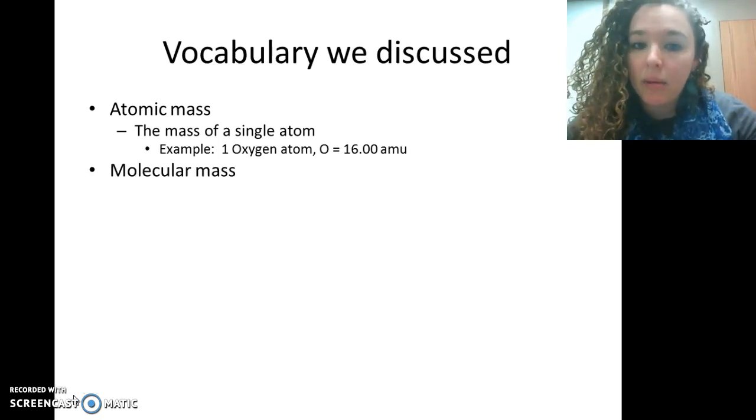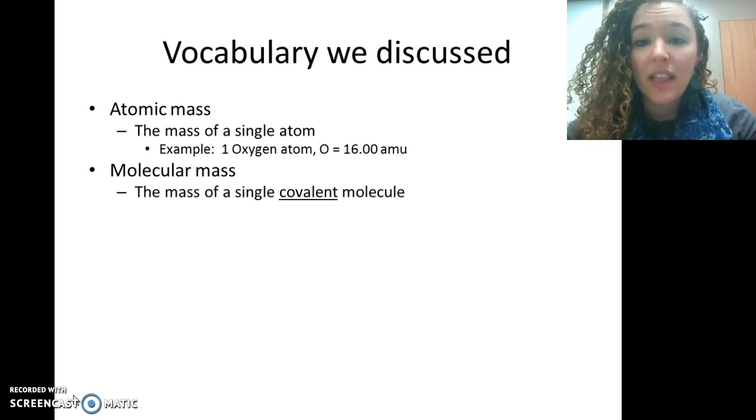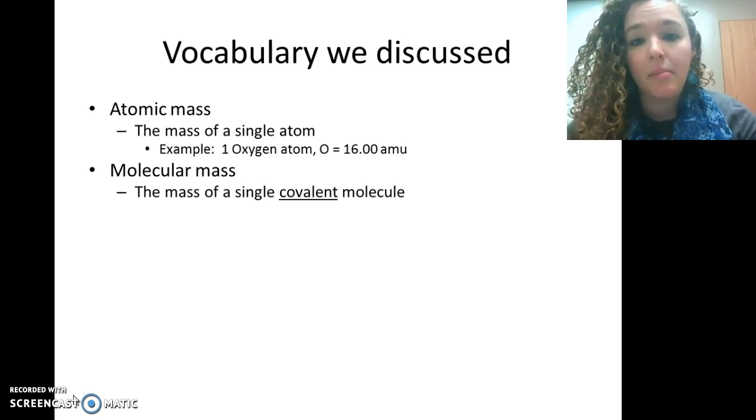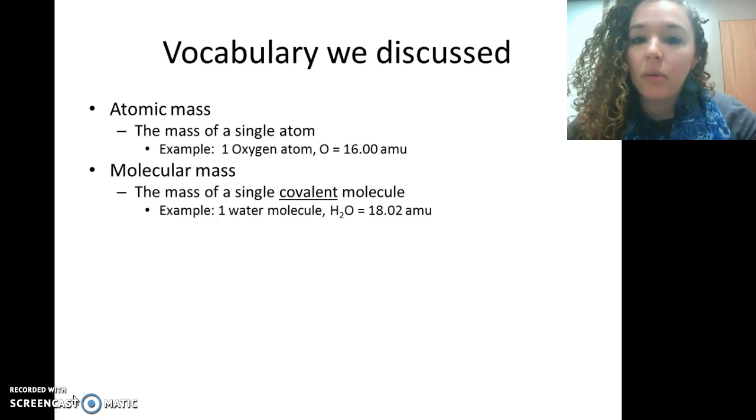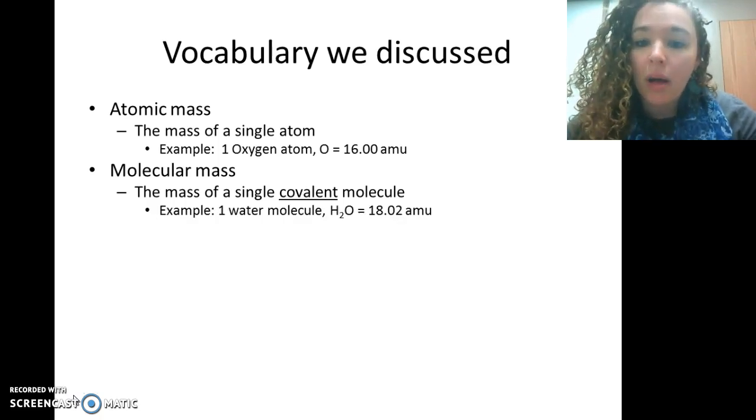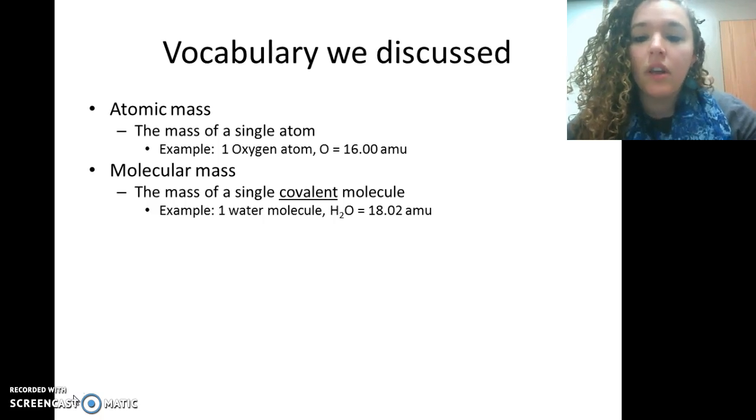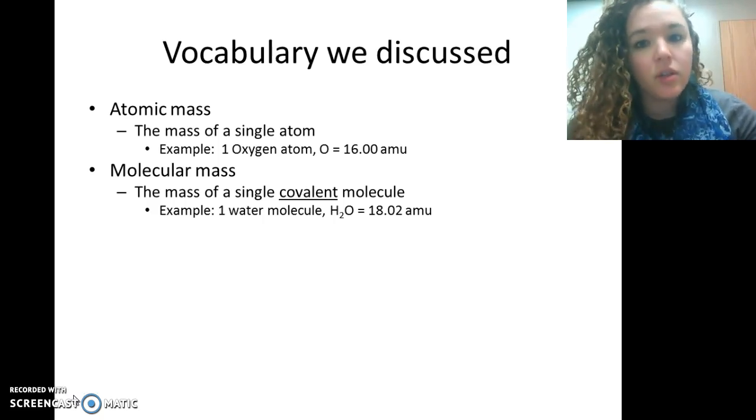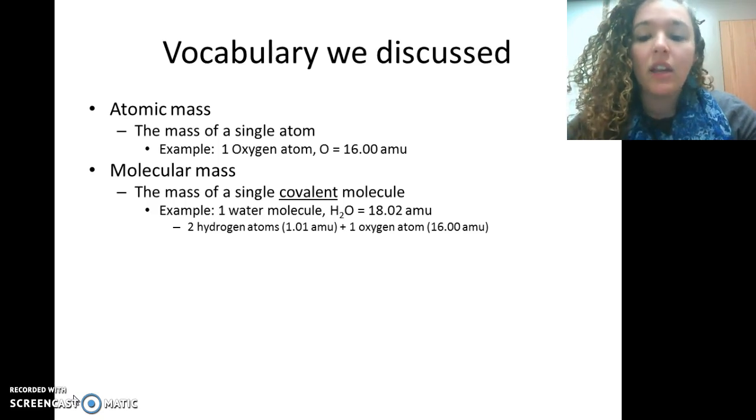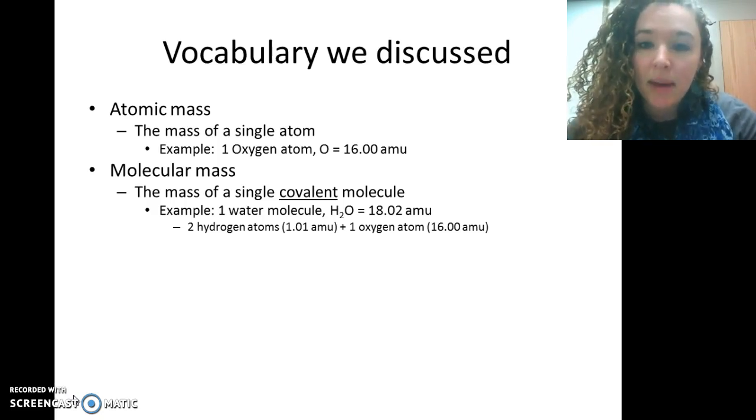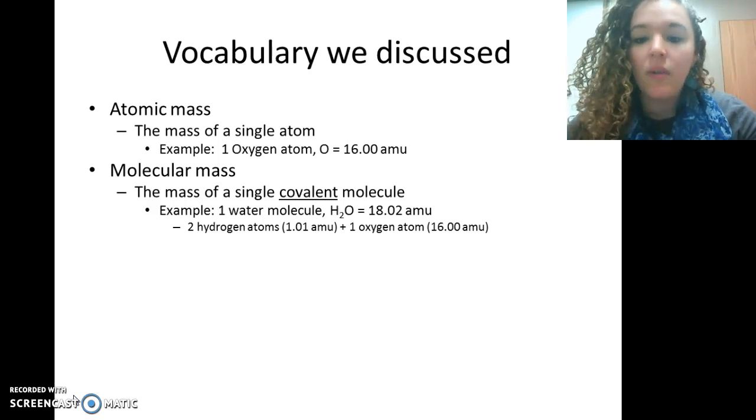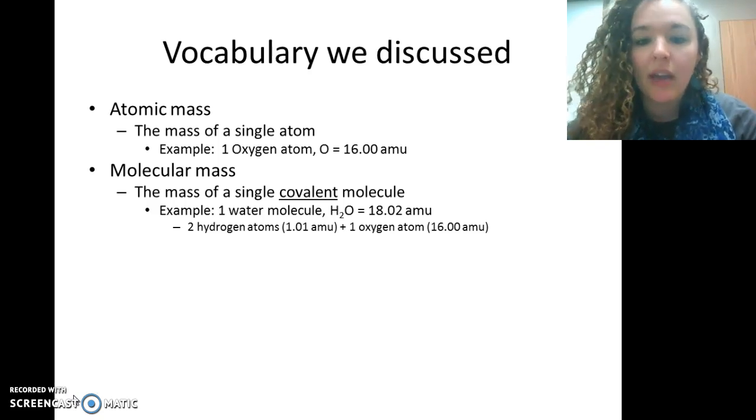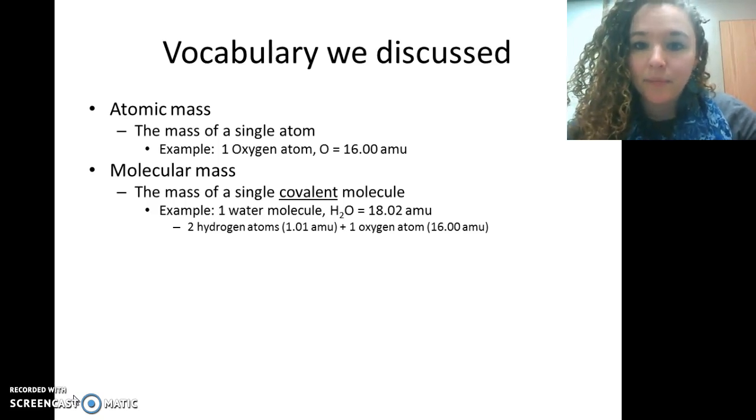Then we talked about molecular mass, which is the mass of a single covalent molecule or covalently bonded molecule. An example of that would be something like a water molecule, H2O. There are two hydrogens. Each hydrogen has an atomic mass of 1.01. So you multiply that times 2, and then you add that to the atomic mass of a single oxygen atom, and you end up with a total of 18.02 AMU for one single covalently bonded molecule.